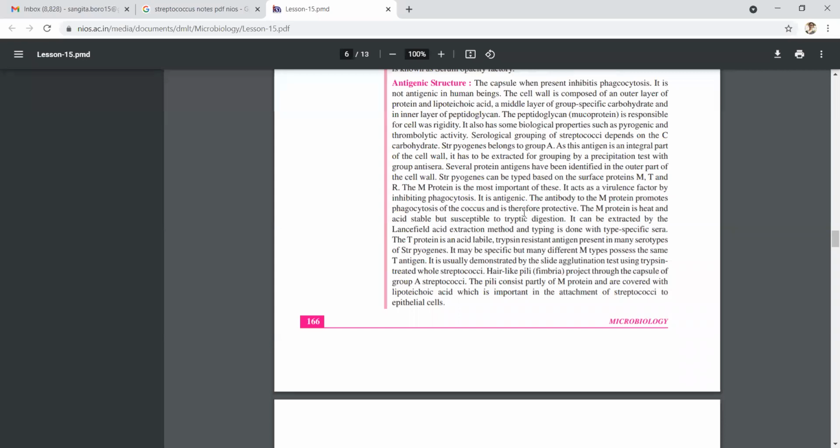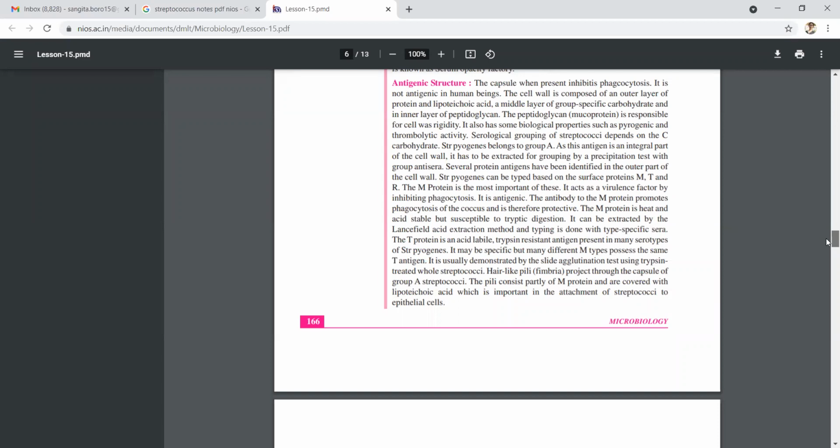Then Streptococcus pyogenes, they belong to which group? Group A. And this antigen is an integral part of the cell wall, it has to be extracted for grouping by a precipitation test with group antisera. Then Streptococcus pyogenes are again differentiated based on some proteins called surface proteins. The surface proteins are proteins M, T, and R, which are present on the surface of the cell. The M protein is the most important of all.